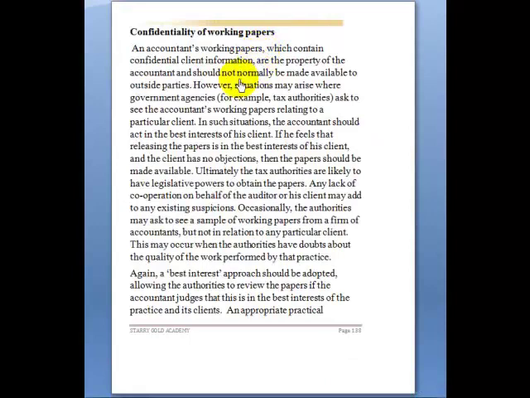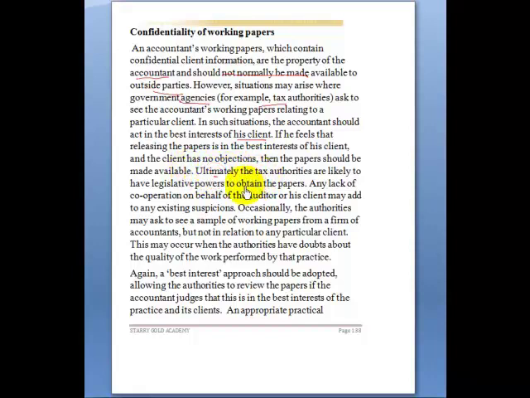Confidentiality of working papers is very, very important, so you must keep your working papers. Of course, the working papers are the property of the accountant and should not normally be made available to outside parties. But situations may arise where government agencies like tax authorities, or the Nigeria FRC, Financial Reporting Council, may ask to see the accountant's working papers relating to a particular client. In such a situation, the accountant should act in the best interest of his client. If he feels that releasing the papers is in the best interest of the client, and the client has no objections, then the papers should be made available.